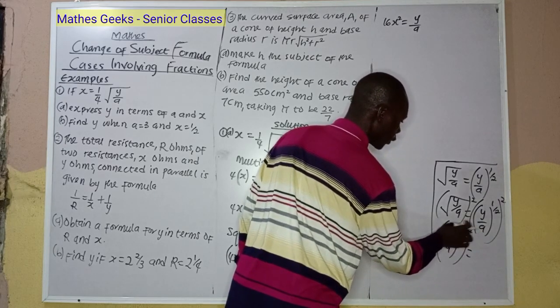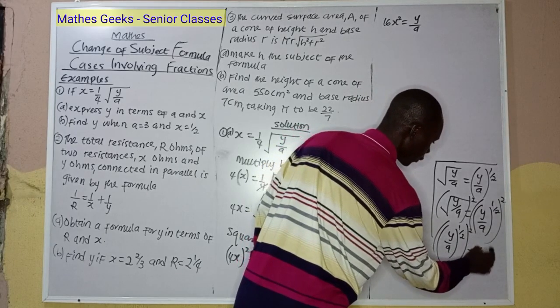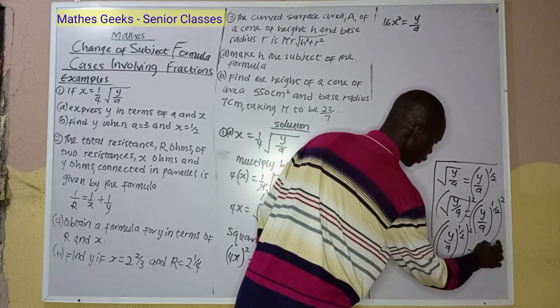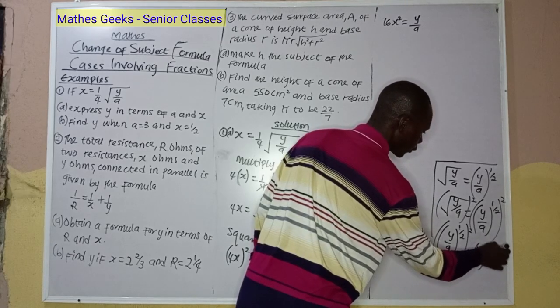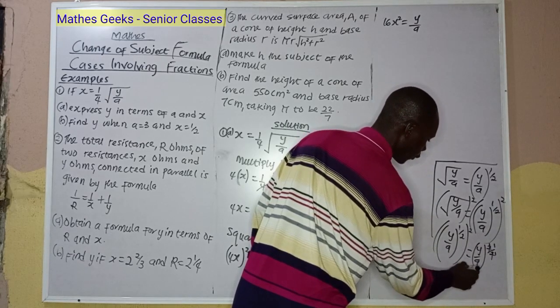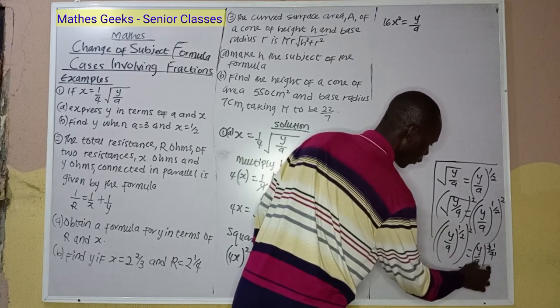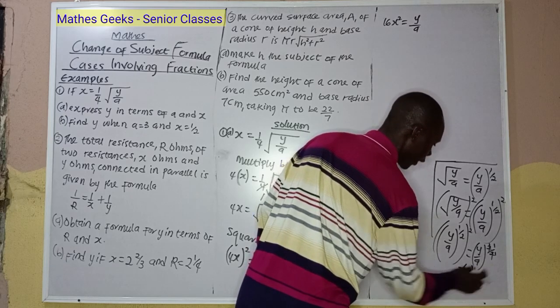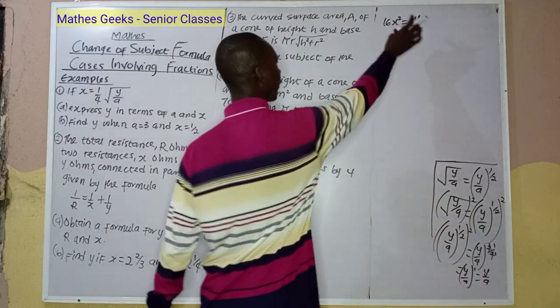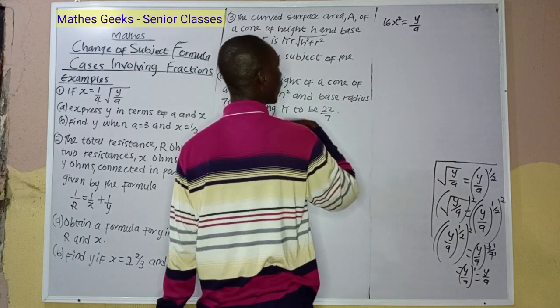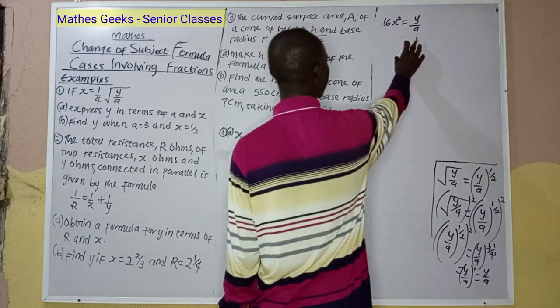Now 1 over 2 times 2 will give me 2 over 2, and of course, you know that 2 divided by 2 is 1. So y over a raised to the power 1. Anything raised to the power 1 is that number, so we have y over a. So that's the proof. Now we have a as an obstacle.